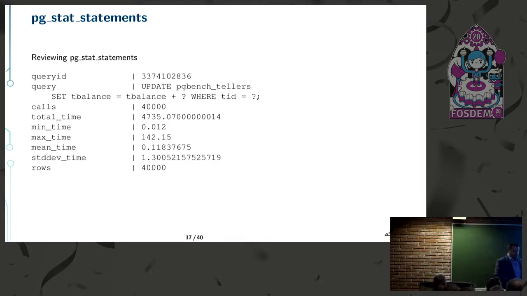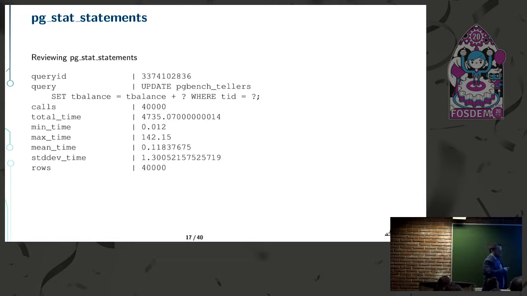So here's an example of what you might see inside of pg_stat_statements. This is a simple update statement run using a utility called pgbench. Pgbench is a pretty useful utility for basically running benchmarks against Postgres that you then want to compare against different Postgres instances, for example. Here we had 40,000 calls with a total time of 4.7 seconds. Right, and here you can see our min time was extremely good, but we did have a pretty large max time of 142 milliseconds.